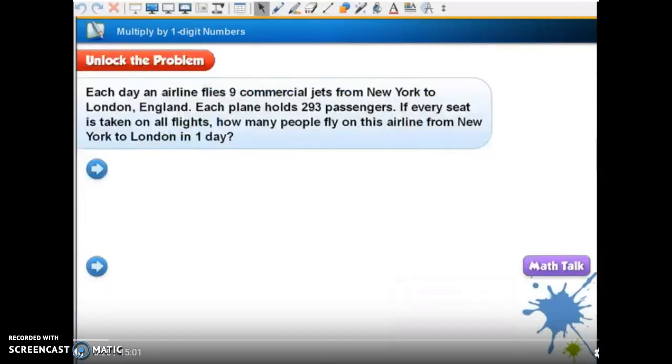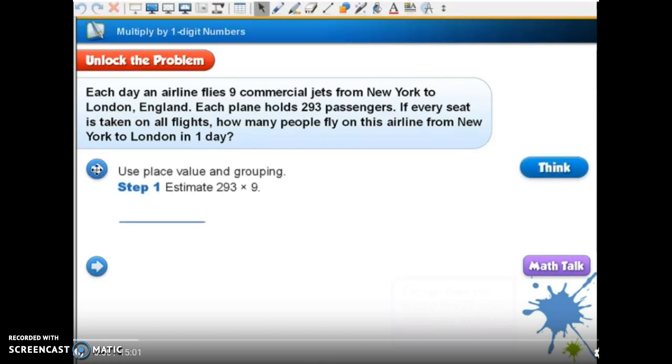Okay. Unlock the problem. Each day, an airline flies 9 commercial jets from New York to London, England. Each plane holds 293 passengers. If every seat is taken on all flights, how many people fly on this airline from New York to London in one day? How many times does it go? How many flights do they go every day? 9. And how many passengers are on each flight?